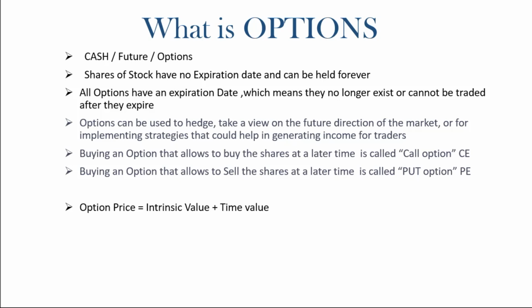If the view is bullish, then the traders will buy the call option, that is CE. And at the same time, if the view is bearish, then what will the traders buy? The traders will buy the put option, that is called PE. How will we calculate the option price? Option price equals intrinsic value plus time value.